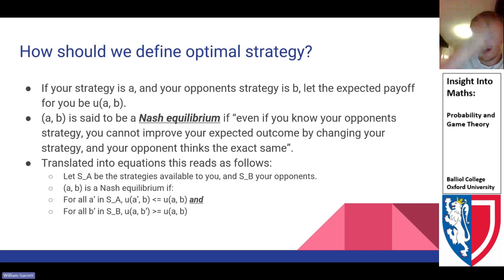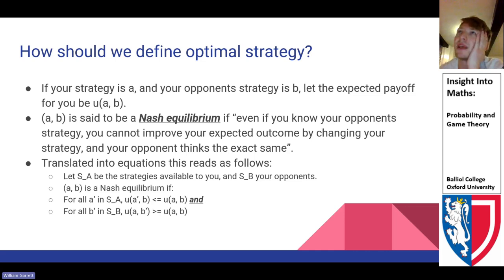So what is an optimal strategy then? We've already claimed that in rock, paper, scissors, one third, one third, one third should be the optimal thing you can do. And now we're going to try and find out why. So we're going to need the concept of a Nash equilibrium. This is a new thing that I'm going to define, so you're not expected to know what this is already.